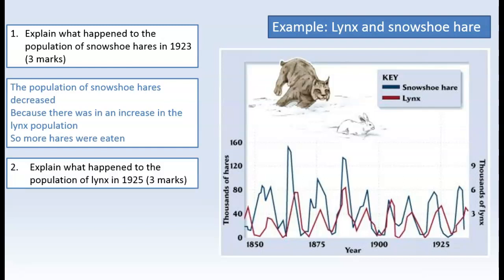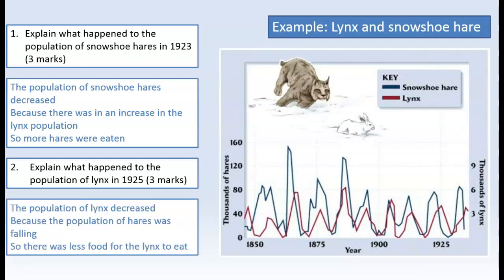Let's now try question 2. Explain what happened to the population of lynx in 1925. So let's describe it first. The population of lynx decreased. And now let's do our 2 explanation points. Because the population of hares was falling, so there was less food for the lynx to eat.